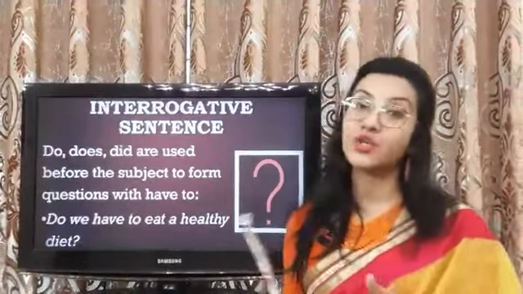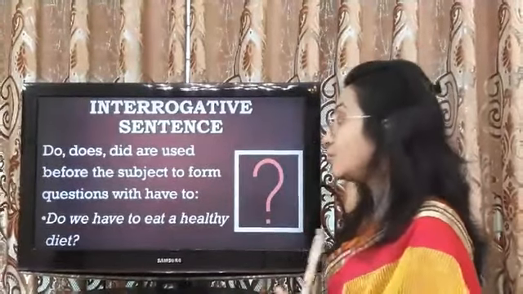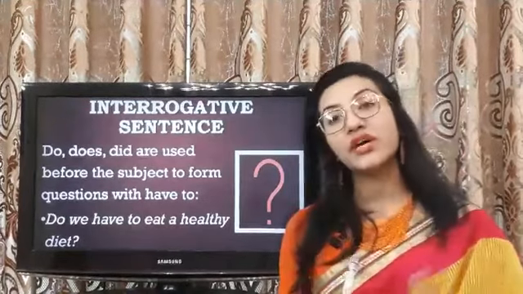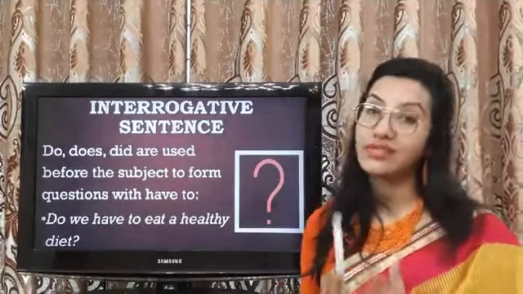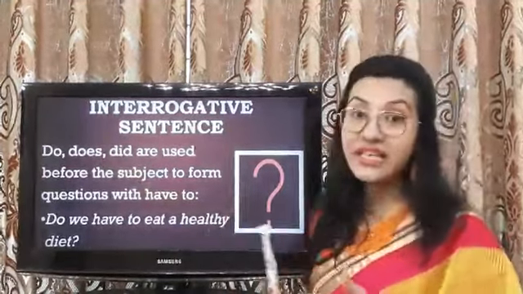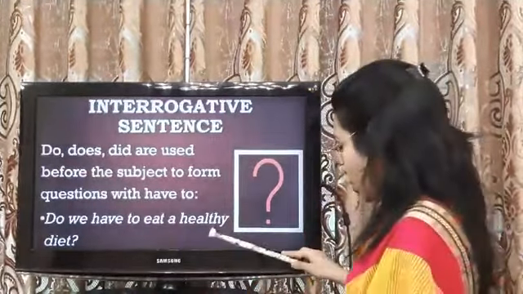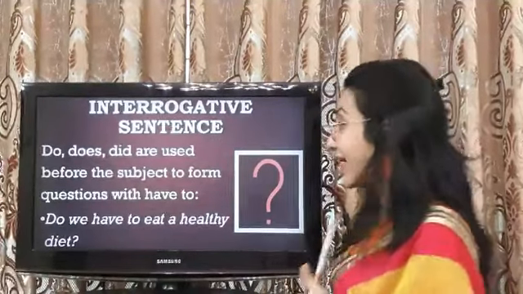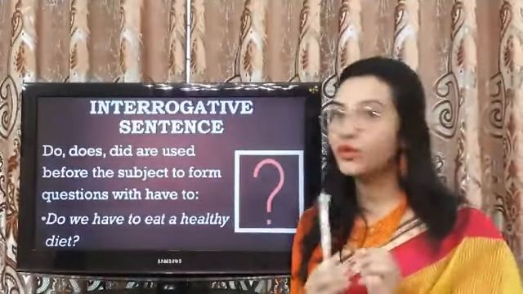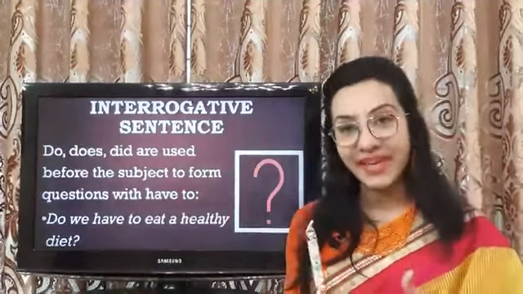Now, how have to or has to can be used in interrogative form? Do, does, did are used before the subject to form questions with have to. তাহলে আমরা যদি একটা কোয়েশ্চেন, কোনো প্রশ্নবোধক সেন্টেন্স ফর্ম করতে চাই তাহলে আমরা do, does বা did যে অংশটা রয়েছে we are going to put that at the beginning of the sentence. For example, do we have to eat a healthy diet? আমাদের কি হেলদি ডায়েট খাওয়া উচিত, আমাদেরকে একটা সুষম খাদ্য তালিকা মেইনটেইন বা ফলো করা উচিত কিনা? So of course the answer is going to be yes.